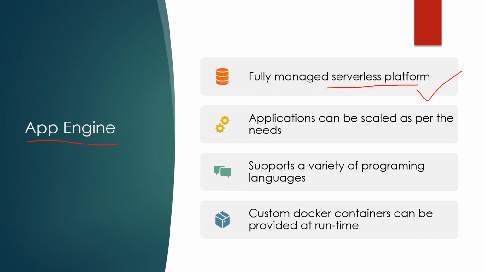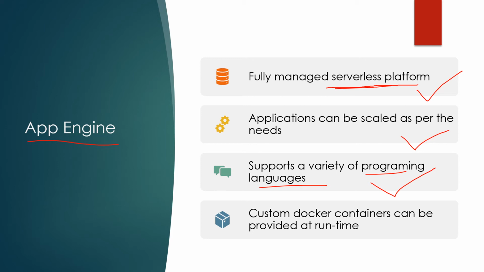The complete management of the server is on the cloud service provider, which in our case is Google Cloud. Applications on App Engine can be scaled as per the need. If your application needs more resources, App Engine automatically scales to provide the resources required to run it. Since it's serverless, GCP also provides a variety of programming languages so the user can choose the language they are comfortable working in.